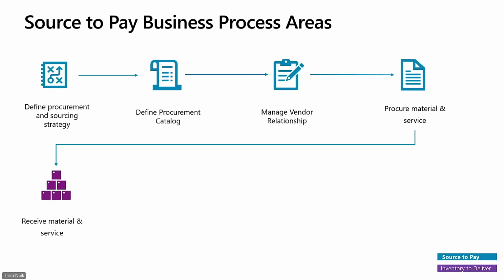Receive materials and services. This business process area, which is part of inventory to deliver, includes registering and receiving the items or service. If the supplier shares information about products that will be shipped, the details can be used to pre-register the products.